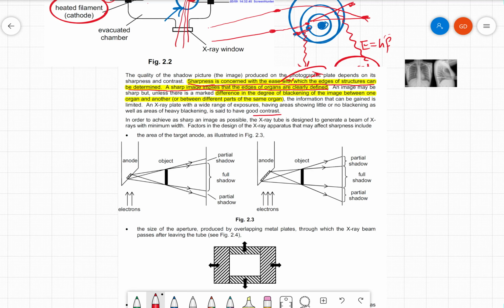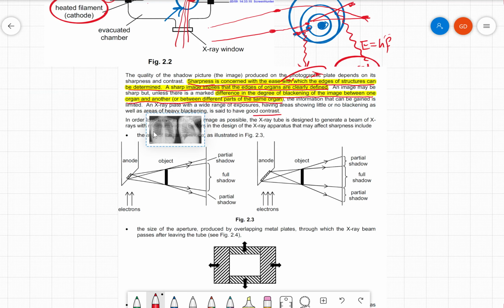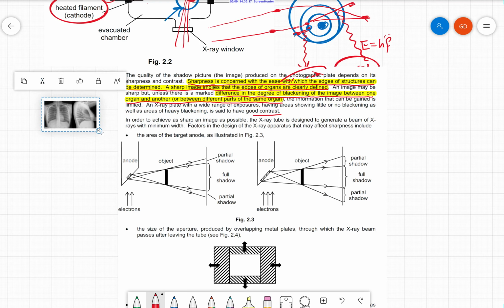And the second quality is the quality of contrast. In contrast, we are concerned with the degree of blackening of the image. Okay, we are concerned to get different degrees of blackening in order to differentiate organs. I can show you an example here. Let's take a look at this image.